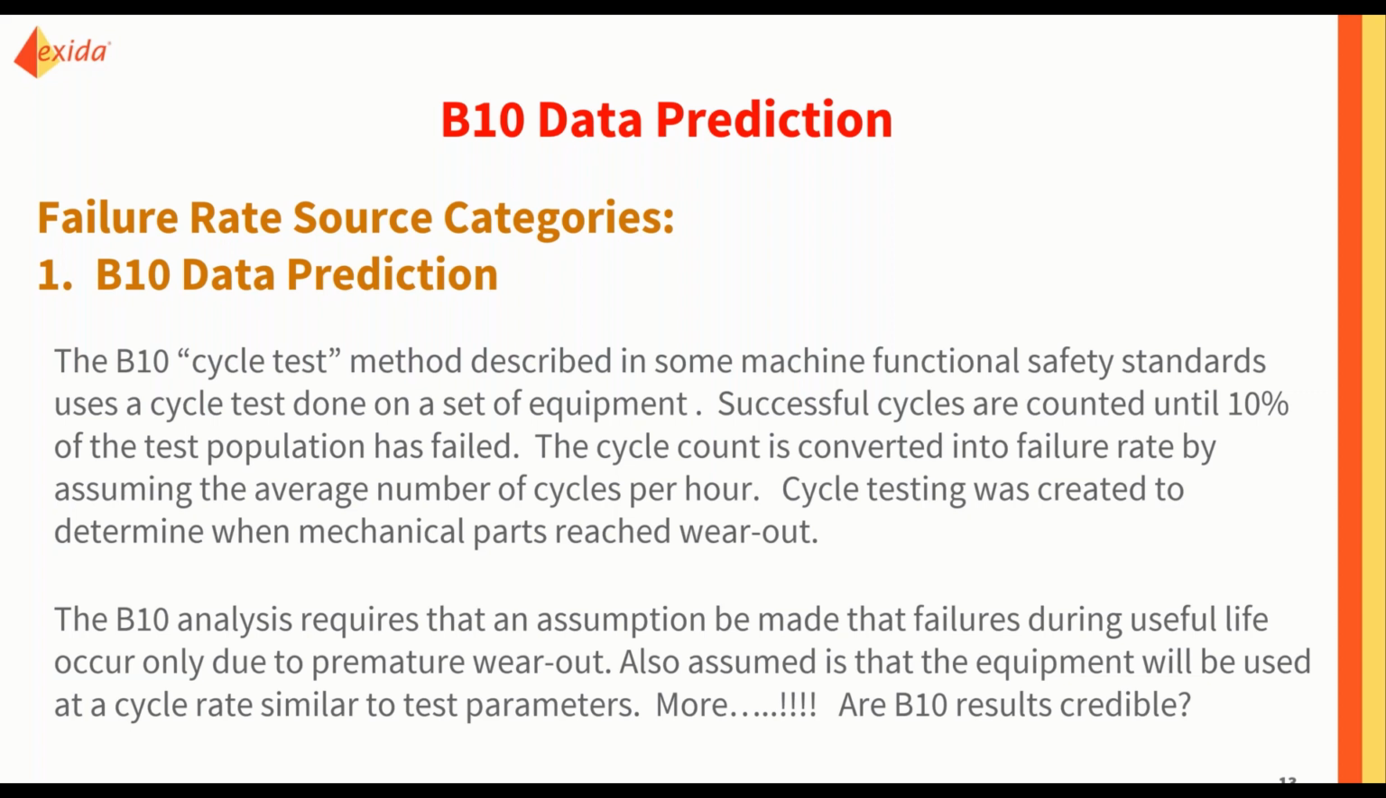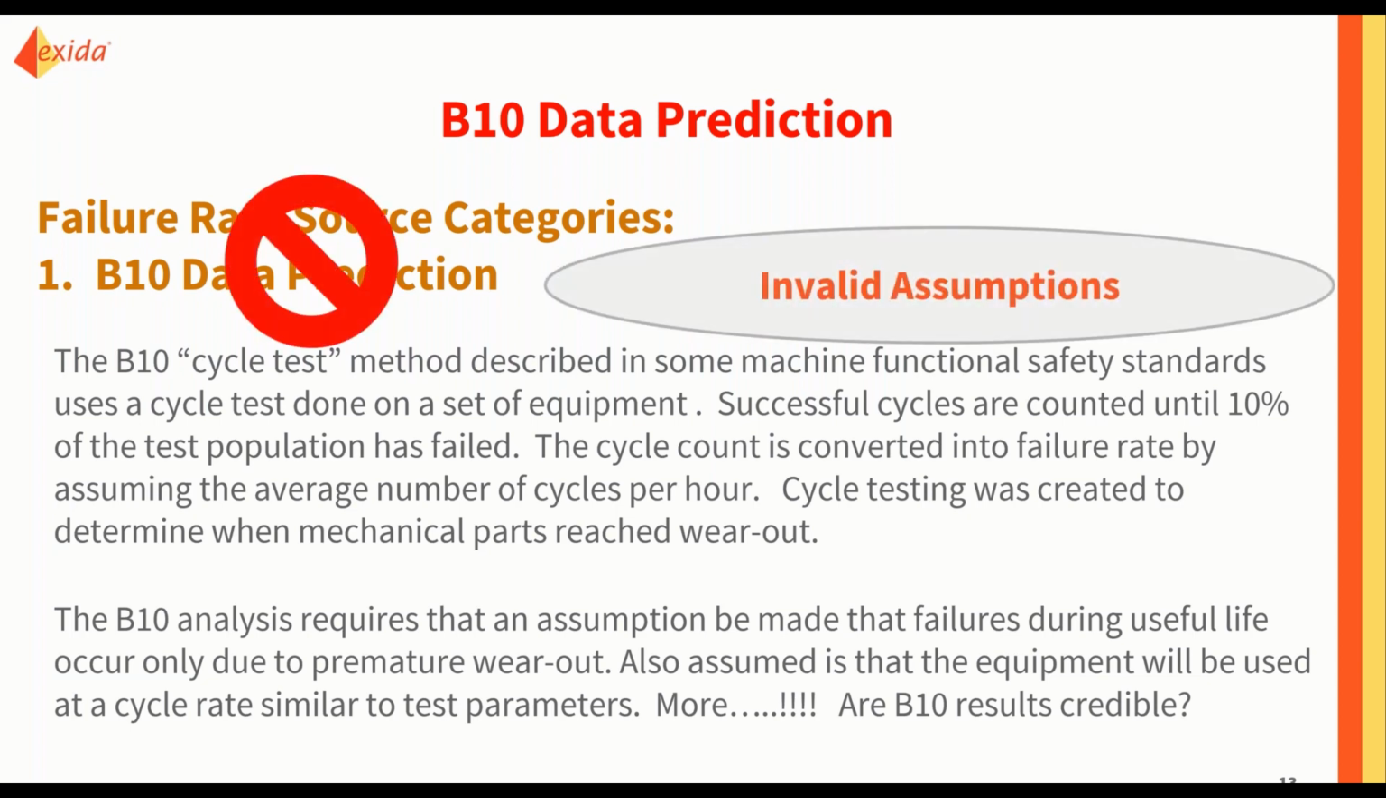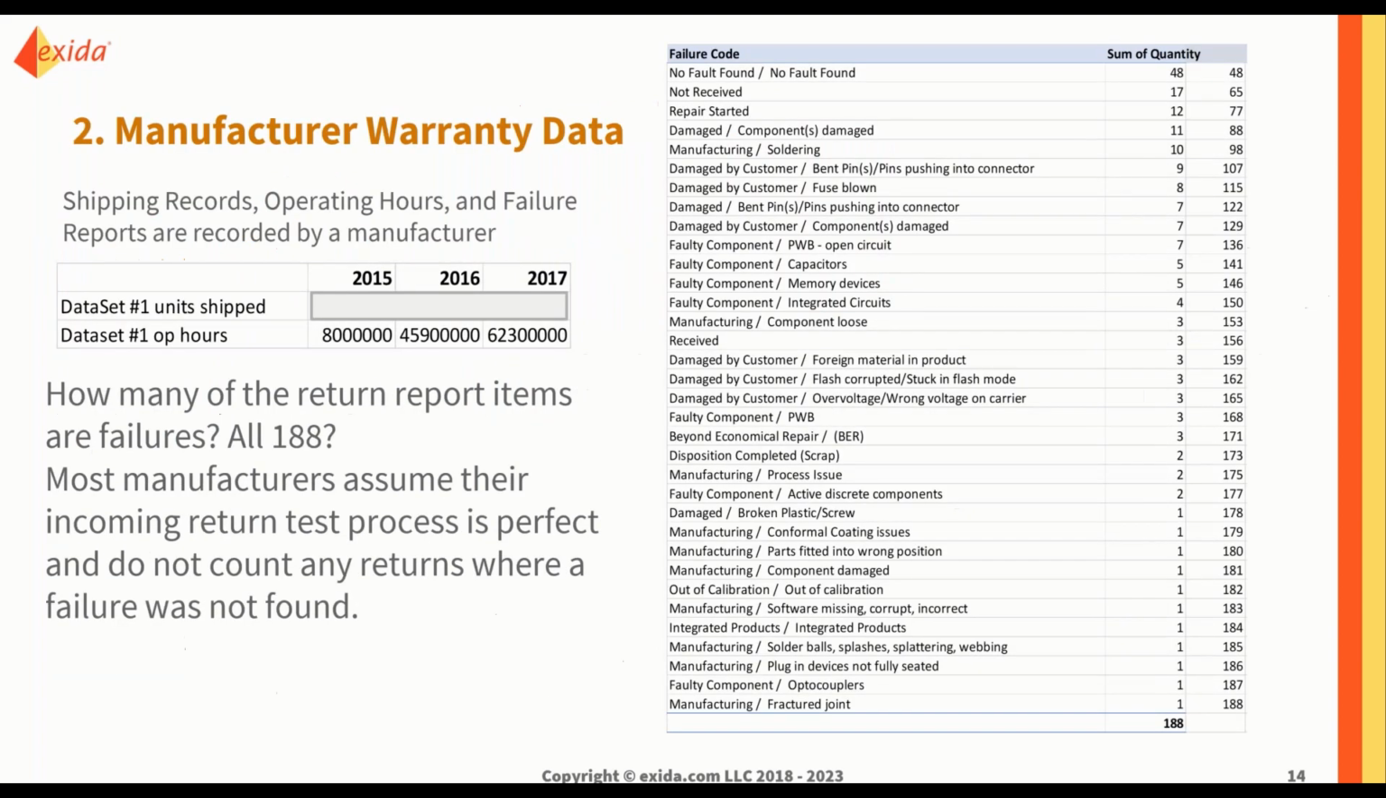The bottom line is, I remember discussing this in grad school, and everybody concluded there's no way this could ever do an accurate job, primarily because of the invalid assumption that failures during useful life are premature wear out. That's just not a valid assumption. There are many, many other causes for failures during useful life. So we throw that method out the door.